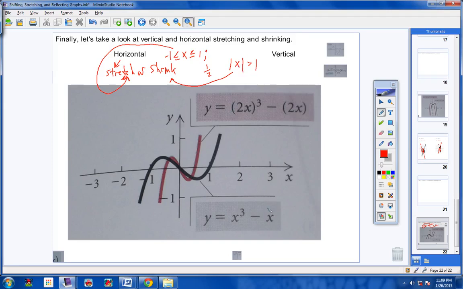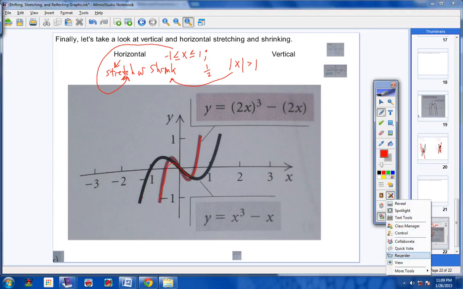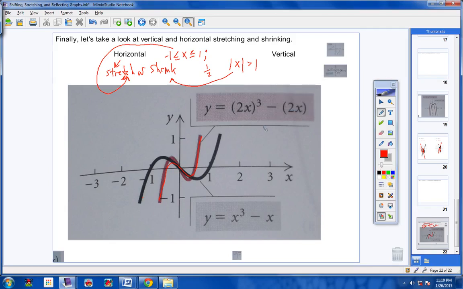Let's go over that again. What number did I multiply times this function here? 2. Is the absolute value of 2 greater than 1? Yes. So we have a shrink. And look, we do. It's a horizontal shrink. Here's the original black graph right here. And then when we multiplied it by 2, we got this horizontal shrink red graph. Okay, so there we go.